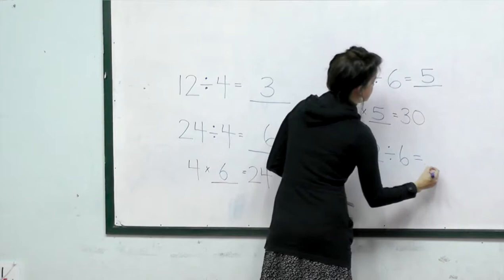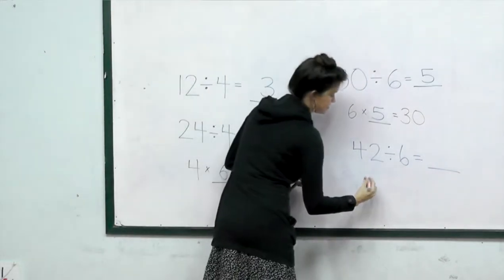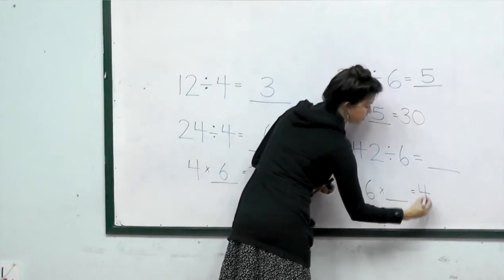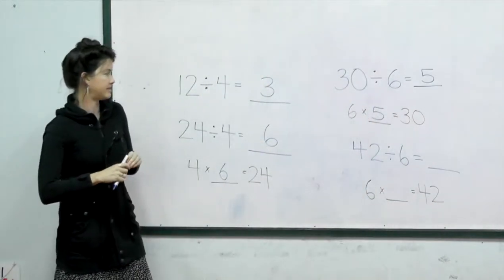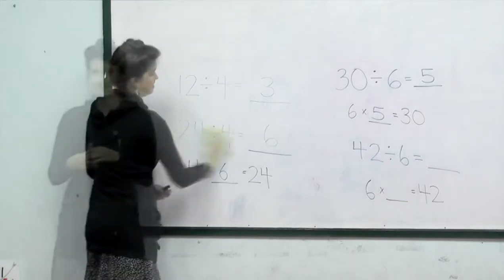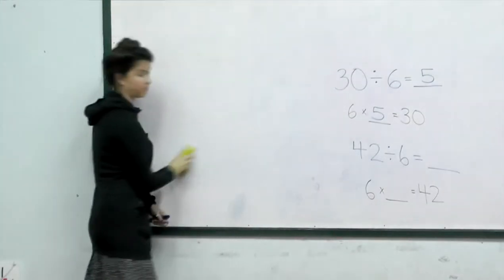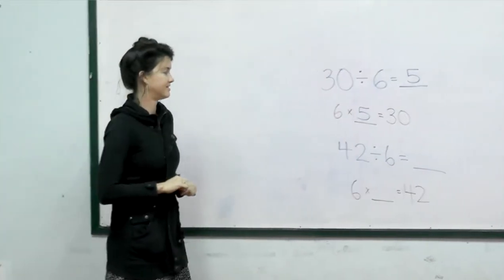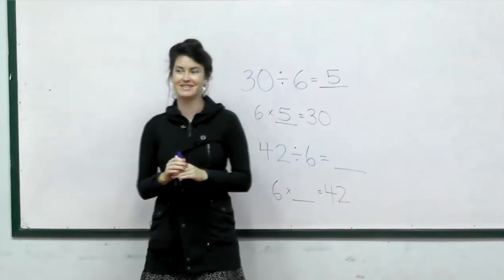42 divided by 6 equals what number? Or you can think about this as 6 times what number equals 42. Think of it as a multiplication or a times problem instead, and that might be a little easier. What do you think? 42 divided by 6, or 6 times what number gives us 42? Got some ideas?